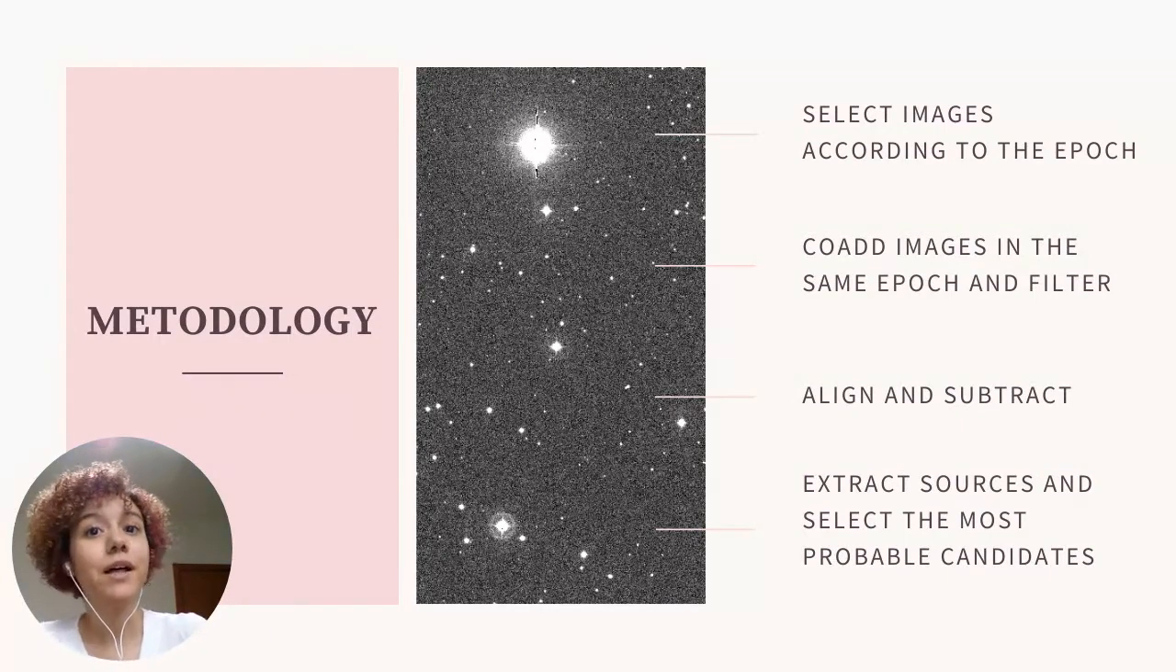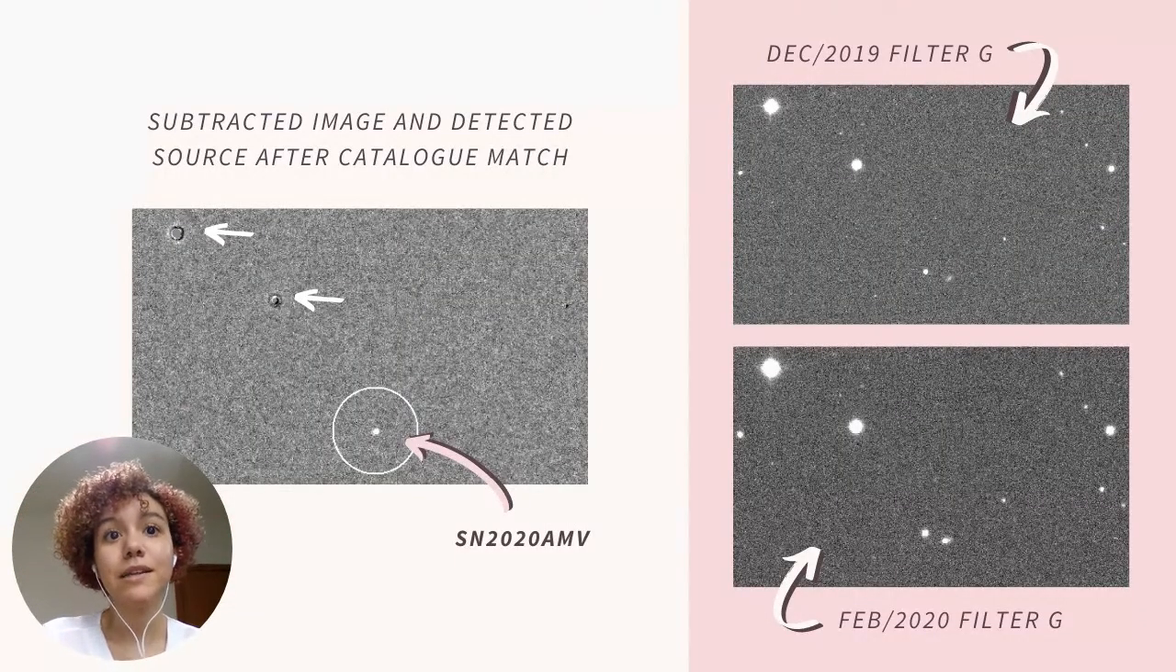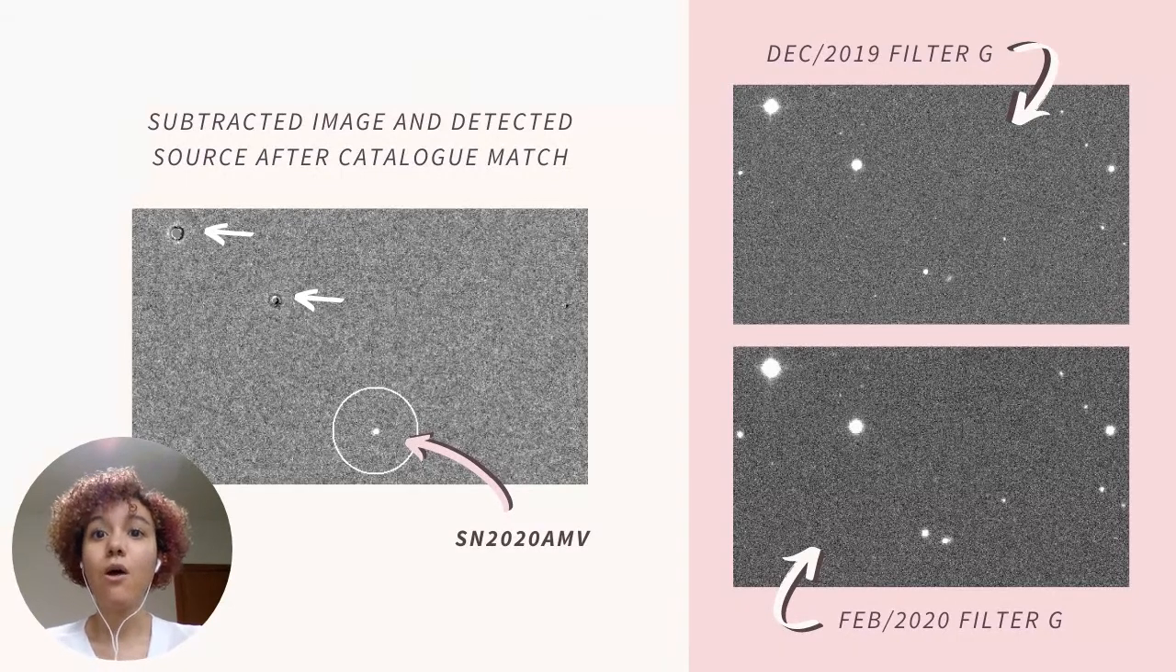To exemplify a bit more, on the right you can see a part of the co-added and aligned images from December and February in the G filter. On the left is the subtracted result. The white arrows indicate the subtraction of an object that was in both images, and in the bottom you can see a supernova candidate. It is in fact a supernova that was detected in the beginning of this year. Comparing the images on the right, you can spot the change in luminosity from December to February.